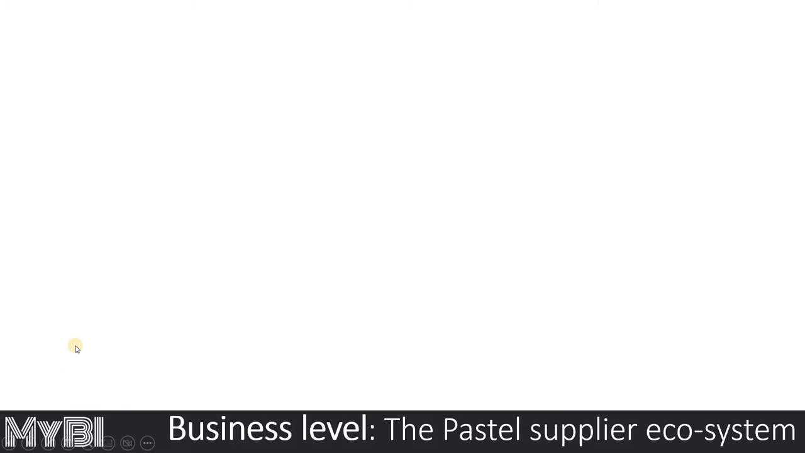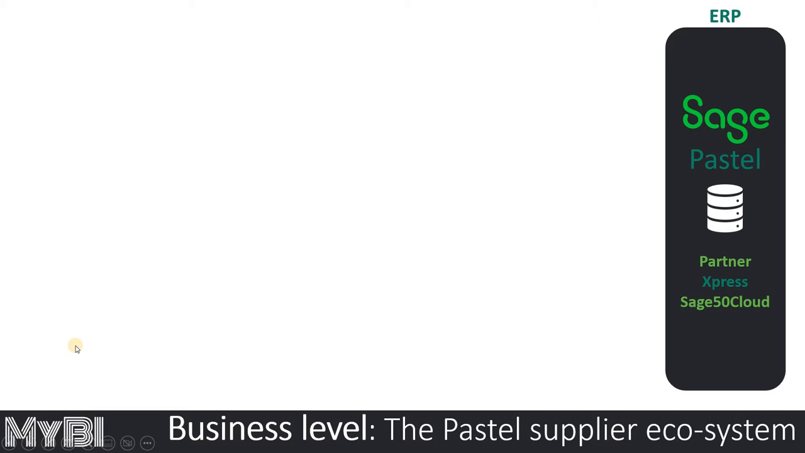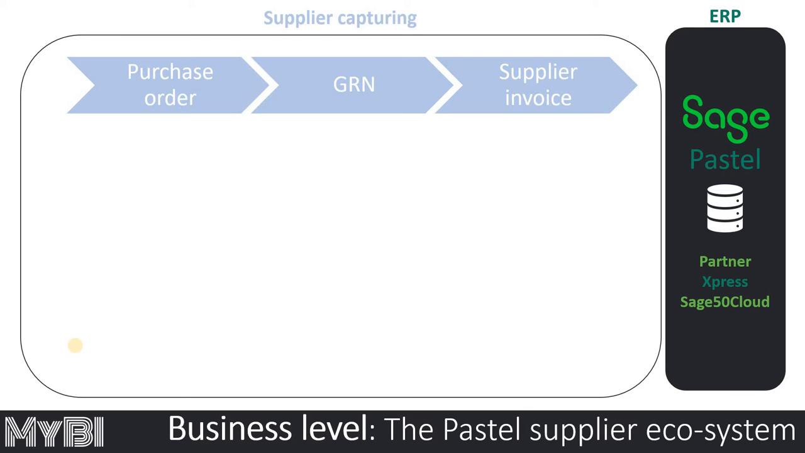So firstly, when you sit with a Pastel environment, you've got a database that is linked obviously to a company, and there you're going to process various types of creditors documentation. So what does that look like? When you capture, you've got a few options. You're going to either capture a purchase order when you're ordering stuff, or you're going to GRN in items, or you're going to capture supplier invoices.